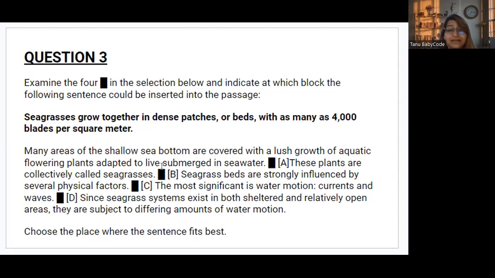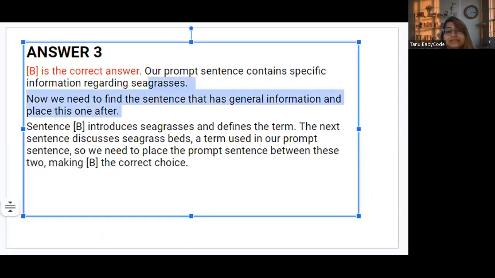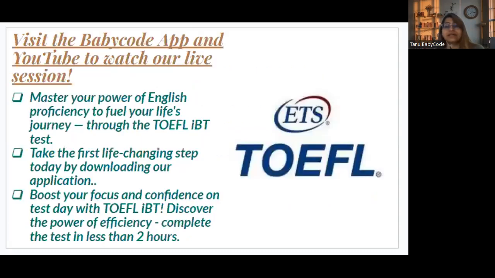So you will be adding it only here, which fits the logical connection, right? So your prompt sentence has specific information about seagrasses. So you will be adding it only in the B part, right? So I hope now you got an idea of how you're supposed to do this sentence insert text question. Please start practicing your sentence insert text question.